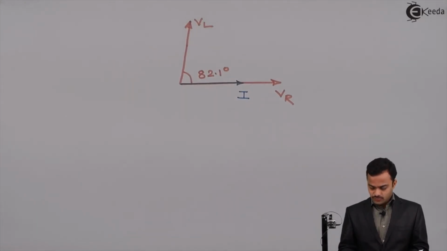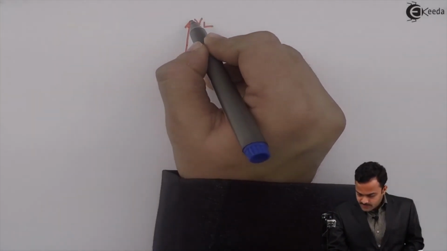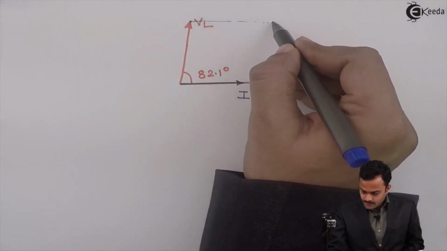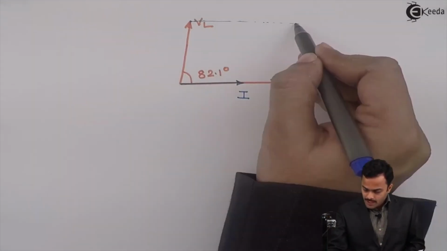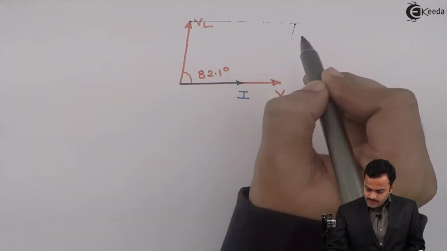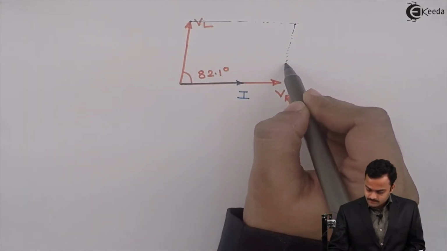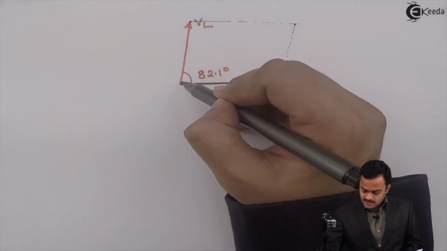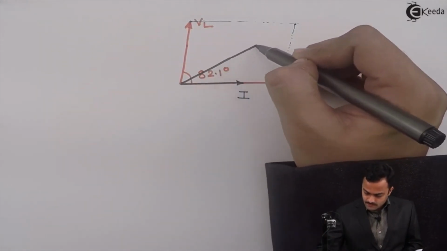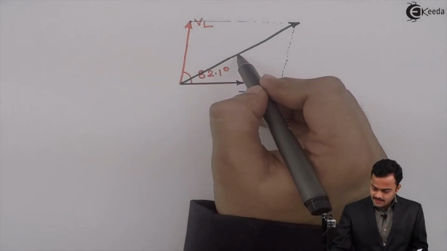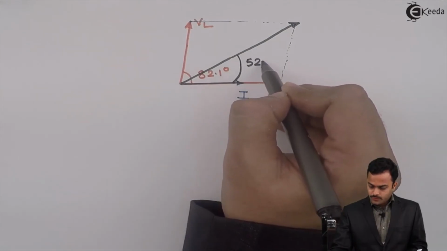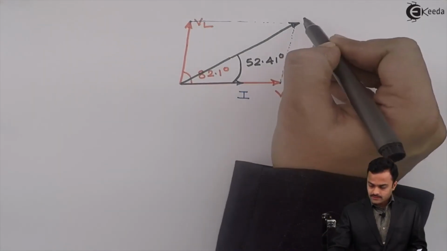Now addition of VL and VR will be VRL. So phasor addition, see how to perform a phasor addition. From this tip, parallel and equal to VR I am drawing, and from this tip, parallel to VL and equal to VL I am drawing a phasor like this. So if I add these two phasors, I will get VRL, and VRL is this phasor whose phase angle will be equal to 52.41 degrees.